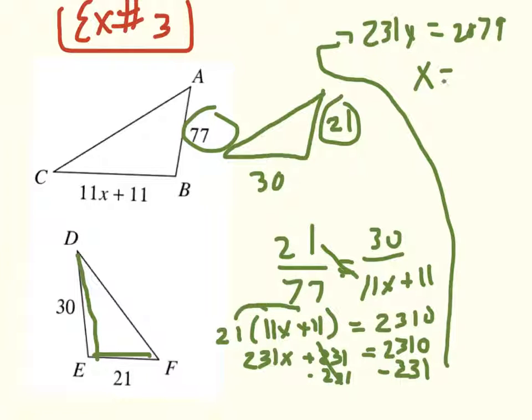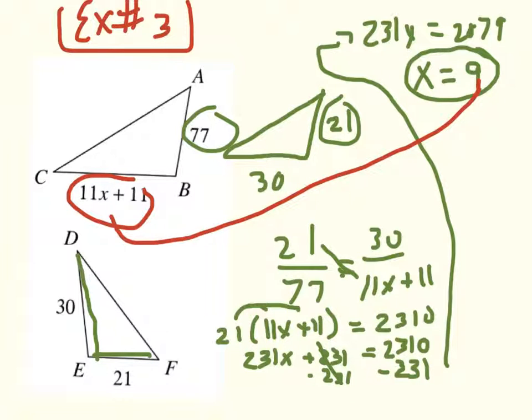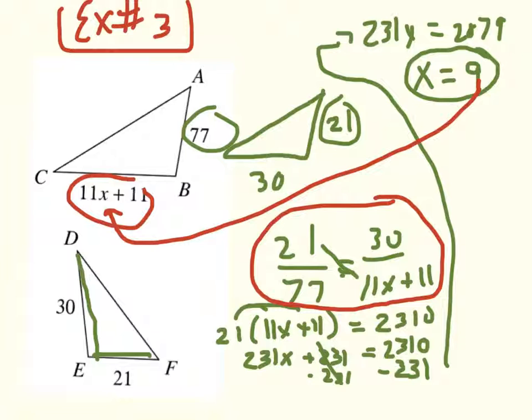So x is 9. Now maybe I'll ask you for x, or maybe I'll ask you for this whole side. And if I do that, you just have to plug the 9 in for x and simplify. So the proportion part is setting it up, and just don't forget, if you're going to go big side to small side, big triangle to small triangle, you have to do that in both of these fractions.